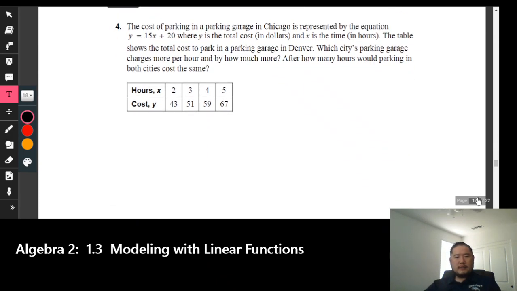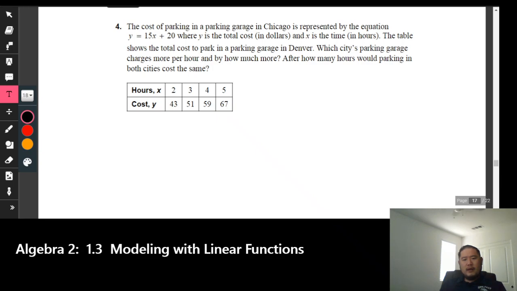All right. Next up, it says the cost of parking in a parking garage in Chicago is represented by the equation y equals 15x plus 20, where y is the total cost in dollars and x is the time in hours. The table shows the total cost of parking in the parking garage in Denver. Which city's parking garage charges more per hour, and after how many hours would both cities cost the same? A lot of stuff going on in here. First off, we've got to figure out the equation of the line for what's going on in Denver.